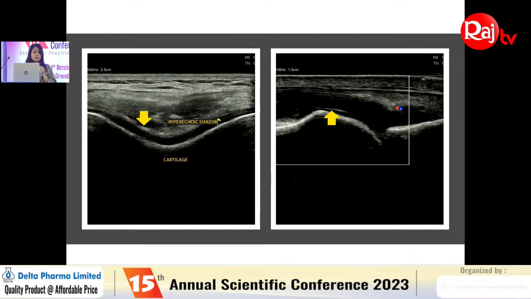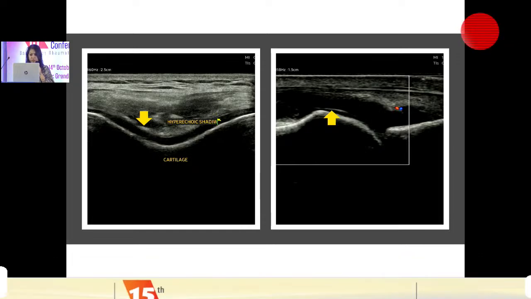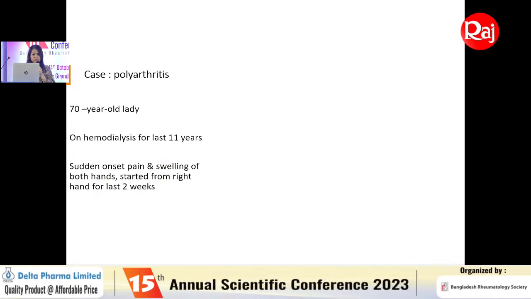And this man presented with oligoarthritis as well, a 50-year-old man with knee swelling and first MTP swelling. And this image is very clear. In the left hand, you can see a hyperechoic shadow above the cartilage, and the MTP showing a double contour shadow in the MTP joint along with synovial proliferation and synovial effusion. And now I'm moving to some cases of polyarthritis.